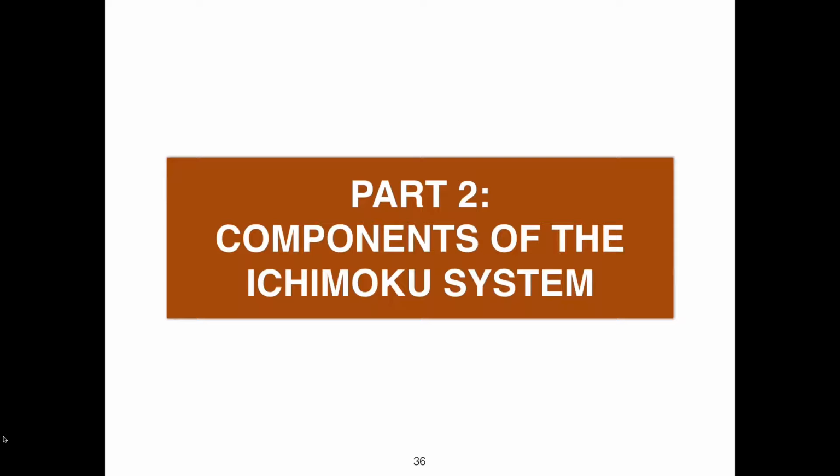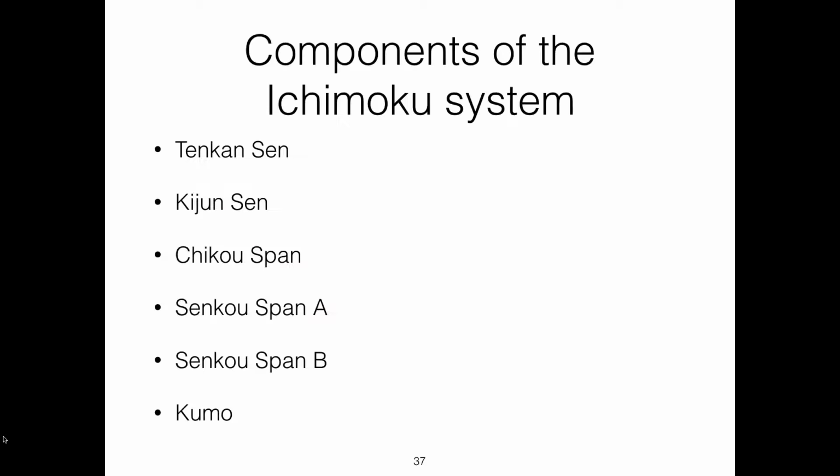Now let's go to part 2, the components of the Ichimoku system. The Ichimoku system has 6 components that work together to form a complete Ichimoku picture. These components are the Tenkan-sen, the Kijun-sen, the Chikou span, the Senkou span A, the Senkou span B, and the Kumo.